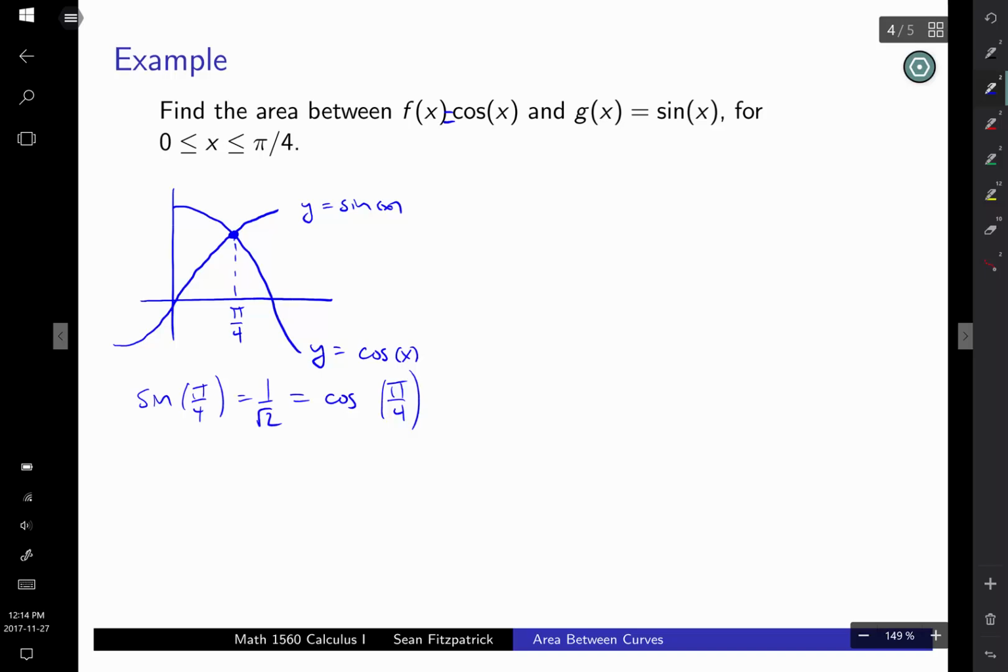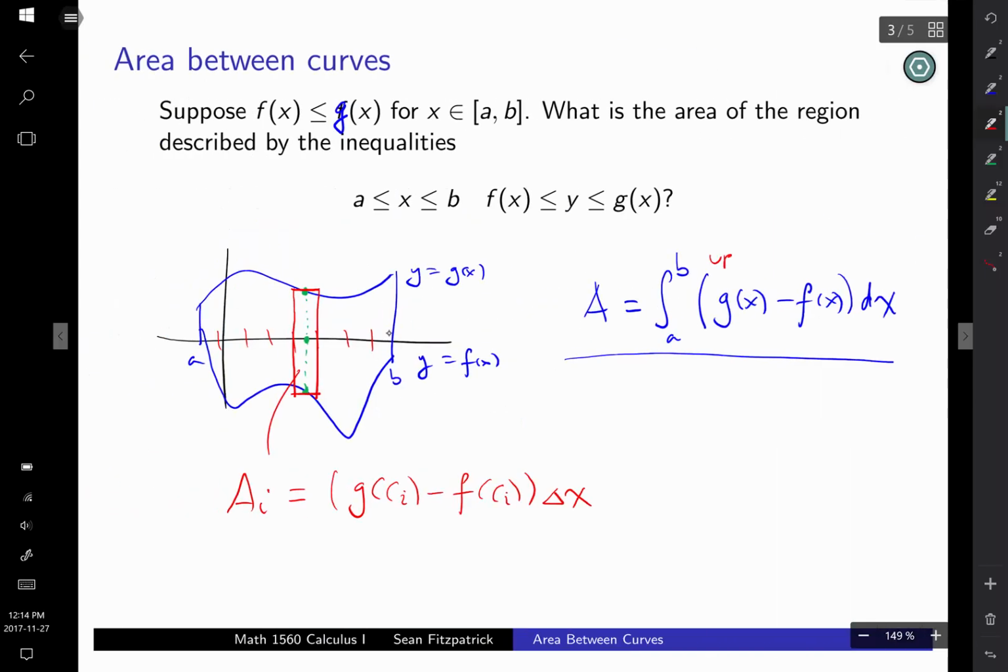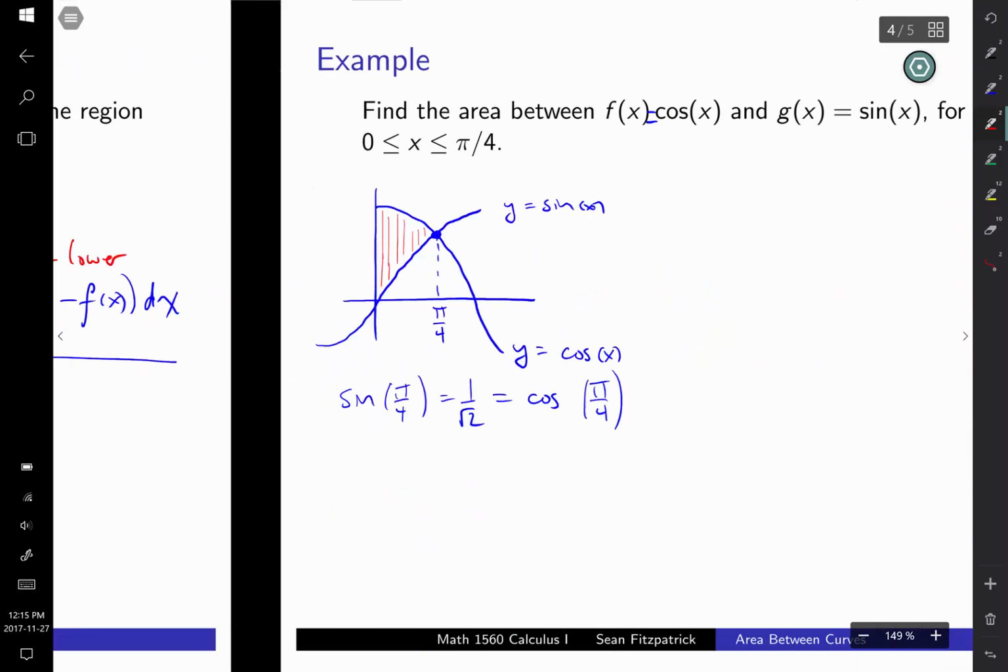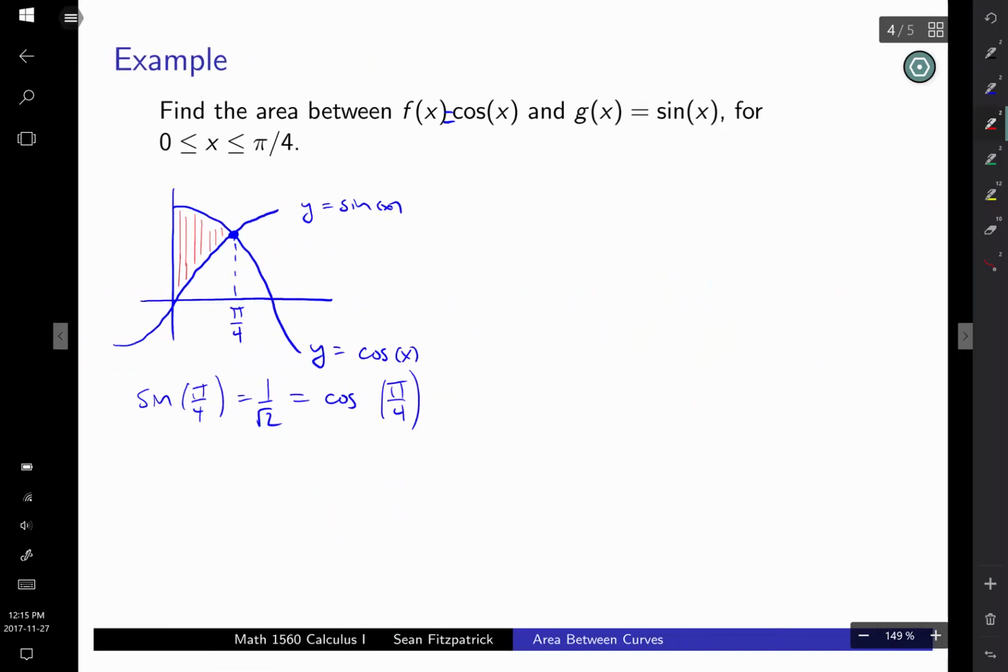Now, one of the reasons that you have to sketch things out is you've got to know which curve is on top. So now we know that cosine is the curve on top, so that's the upper curve, and the formula is always upper minus lower, top curve minus bottom. So g of x in this case is cos x. I guess I called them f and g the other way around. But anyway, cosine is the curve on top, sine is the curve on the bottom.